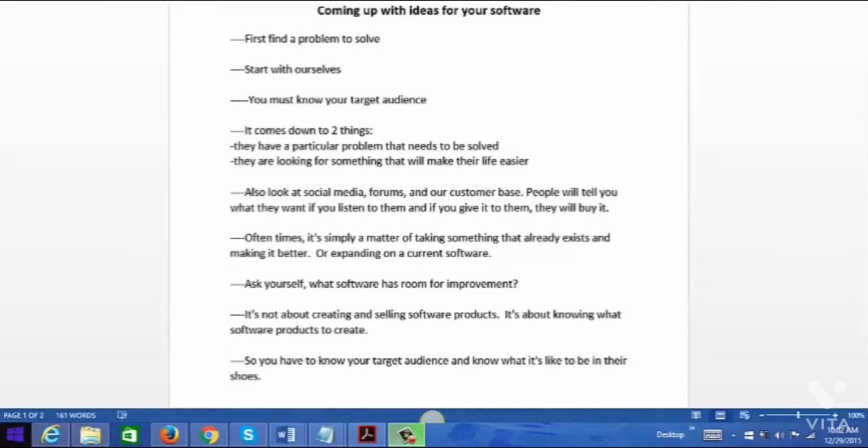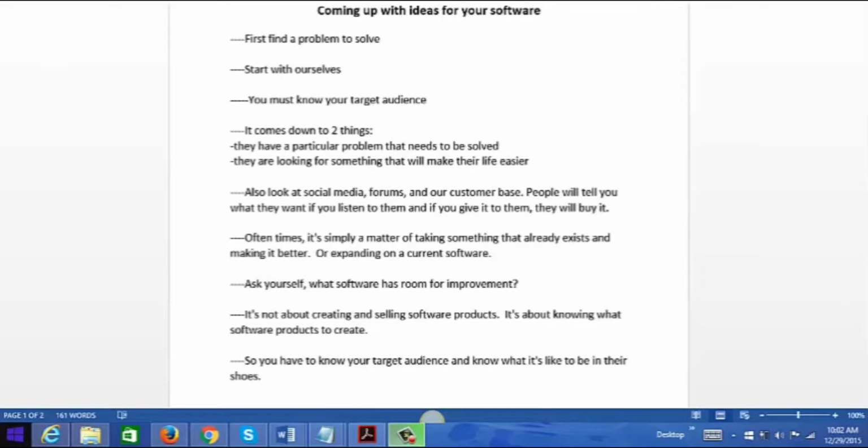Because most of the time, people will tell you what they want, and if you give it to them, they will buy it. Okay, and oftentimes it's simply a matter of taking something that already exists and making it better, or expanding on the current software. So you got to ask yourself, what software out there has room for improvement?